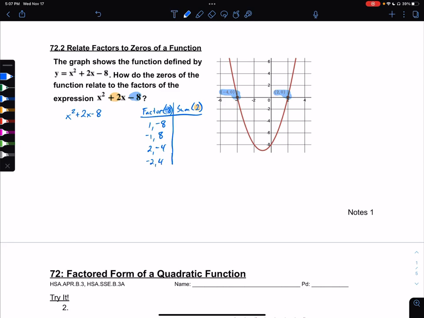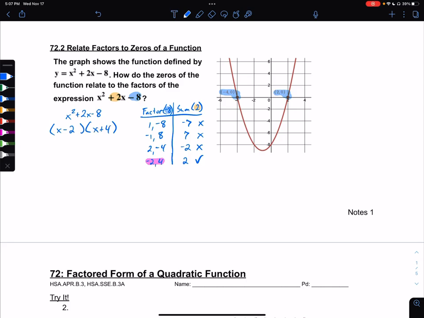So I want to add these up. This would be negative 7, which clearly does not work. This is positive 7, also does not work. 2 plus negative 4 would be negative 2, so I have the right number, but the wrong sign. So negative 2 and 4, that's a positive 2, that checks out. So these two are going to be the factors I want to use. That tells me that this, when factored into two binomials, would be x minus 2 and x plus 4.